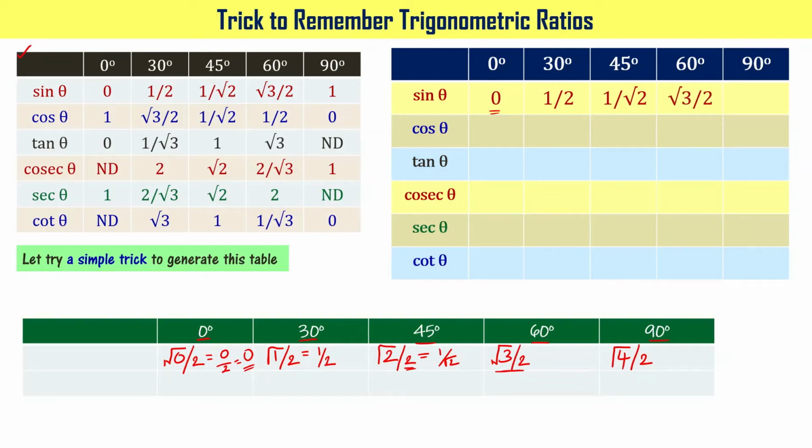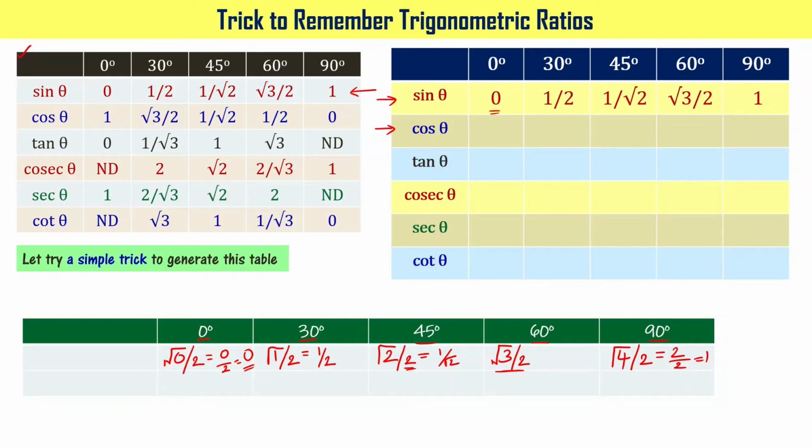Now what we have is for 90 degrees square root of 4 divided by 2. Square root of 4 is 2 divided by 2, that is equal to 1. So let's write that. Sine 90 degrees is equal to 1. Now we are done with sine theta, right? Look at this particular row and this particular row. You have every number same, right? Now let's write the same thing for cos theta.